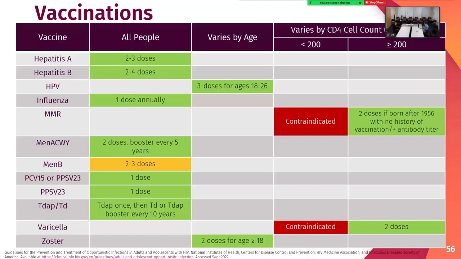But most of our other vaccinations can be given for most of our patients with HIV, regardless of their CD4 count. If a patient is indicated for our MMR and varicella, once their CD4 count recovers, you could consider giving them these vaccinations at that point.